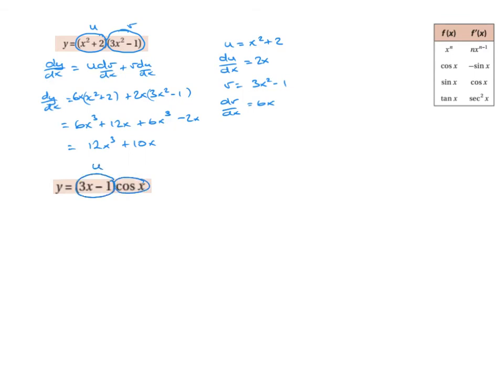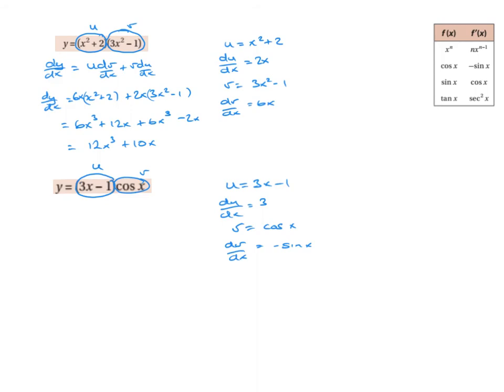u, v, go to the side, u is equal to 3x minus 1, du/dx is equal to, it's just a number in front of the x here, so if that's the case we just drop the x to get 3, and the constant on the side there, the minus 1, that's going to disappear. We then have v is equal to cos x, dv/dx. We have a look at our table. Up here cos x goes to minus sine x, so equals minus sine x there.